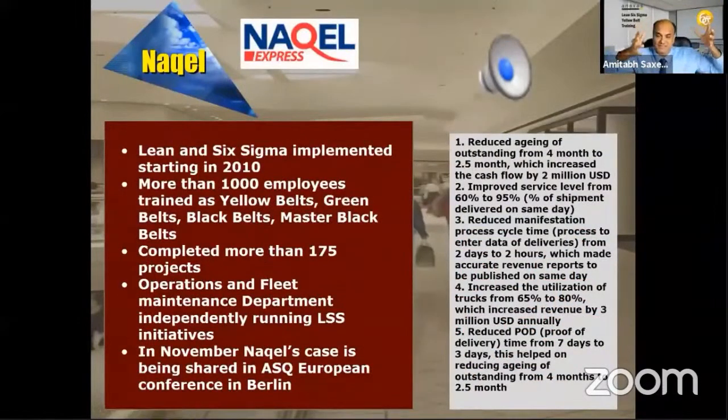This was one wave. We choose some projects, let's say 10-15 projects. These people get trained, they execute the projects. That is one wave. The second wave after that will deliver 15 more projects. This continues year on year.